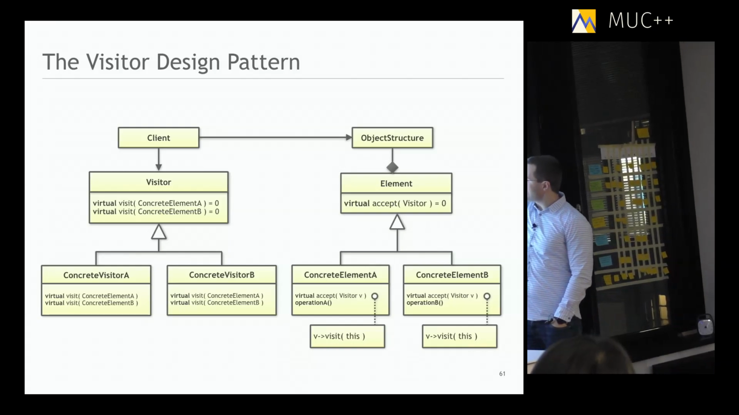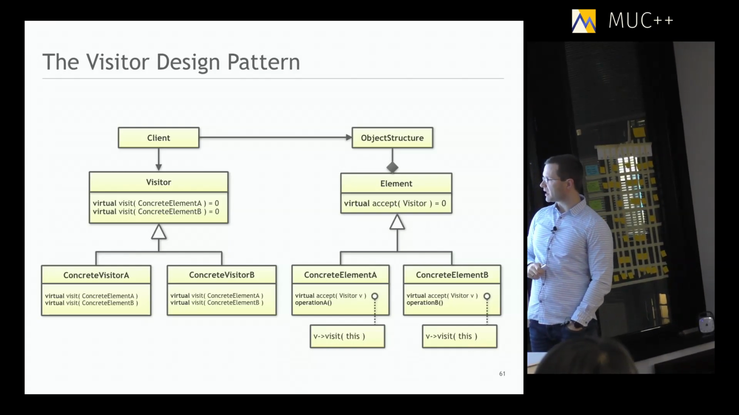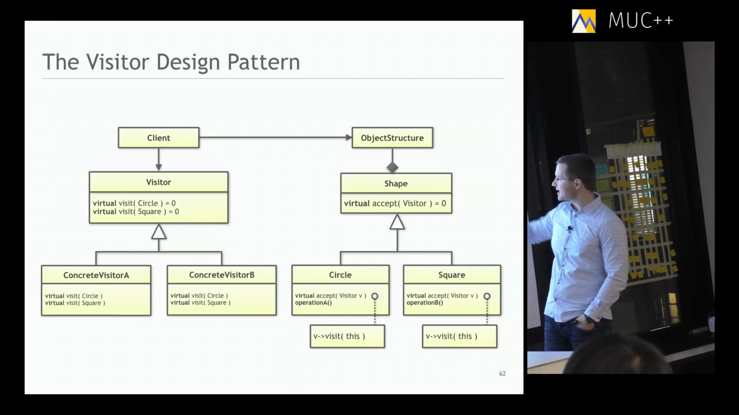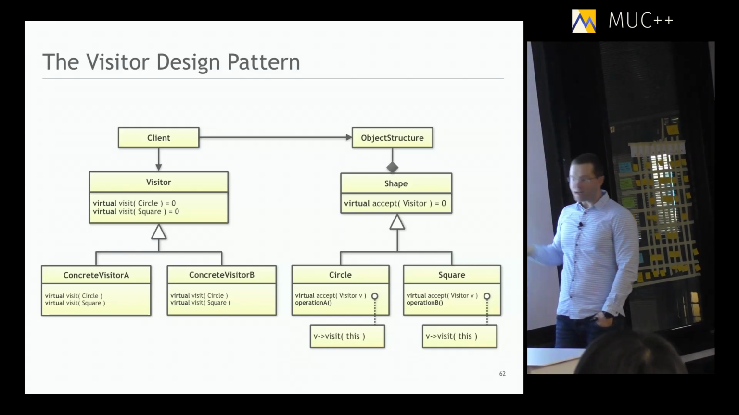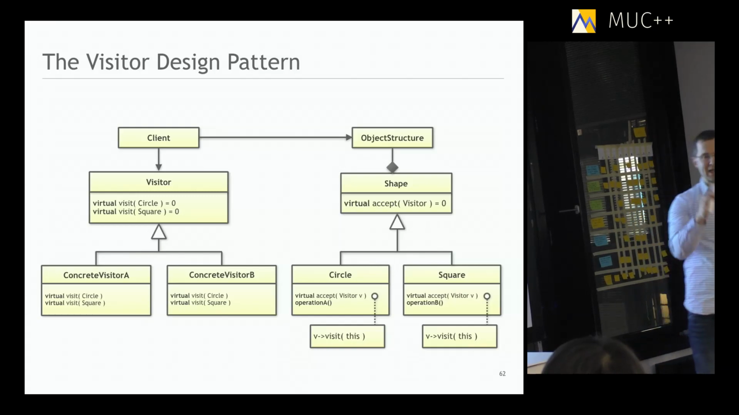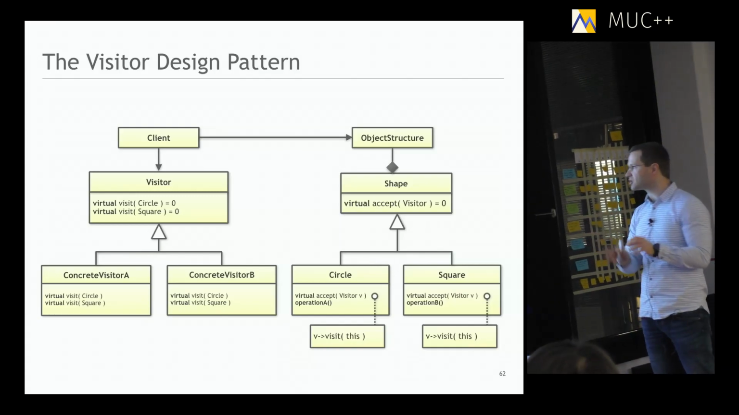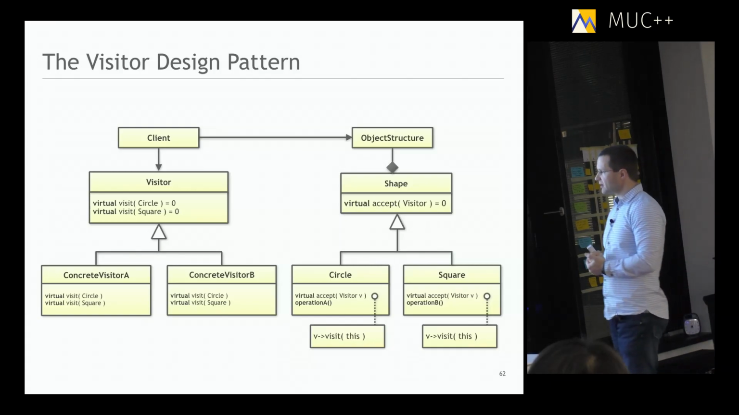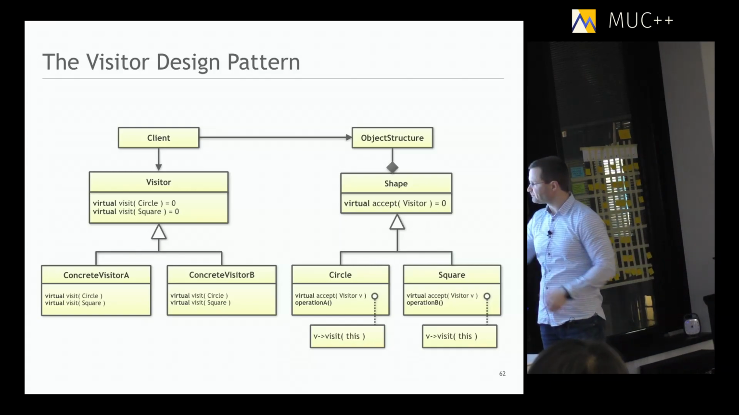On the right-hand side, we have a hierarchy of elements. This is what the Gang of Four calls them. Call them shapes. So this is our shapes. There's circles, there's squares. These shapes, I consider them to be a closed set. I consider this to be the final number of shapes. There's nothing more to this anymore. This is actually a pretty important side condition, else the visitor does not work well.